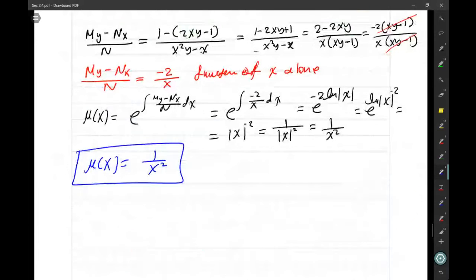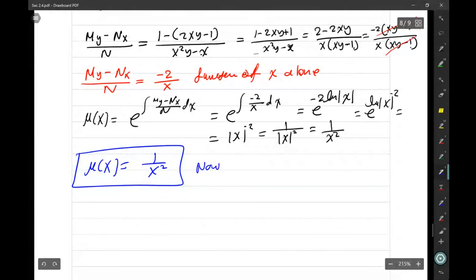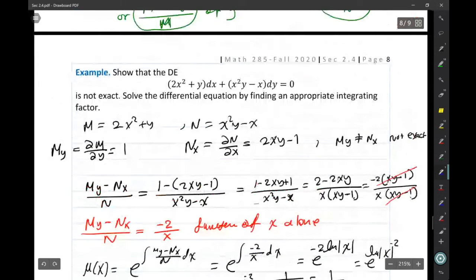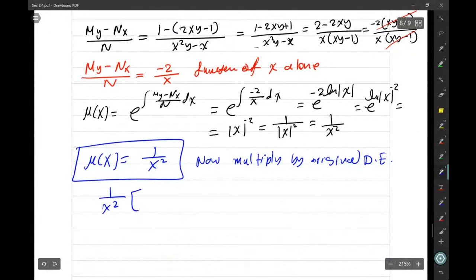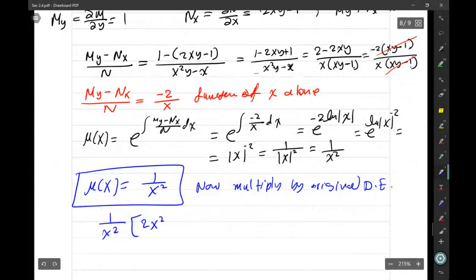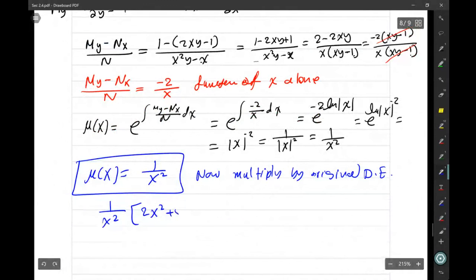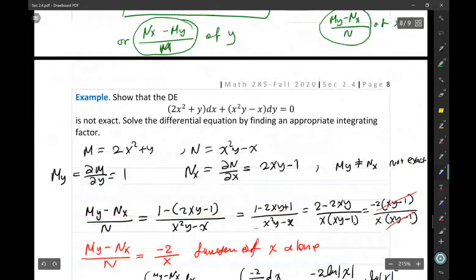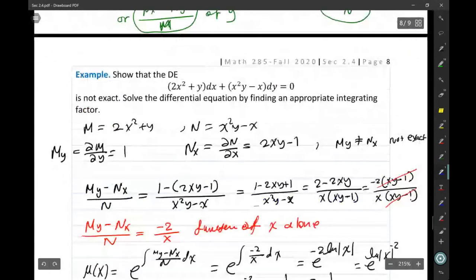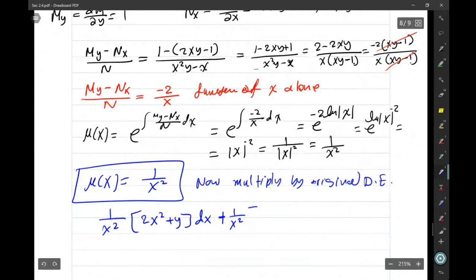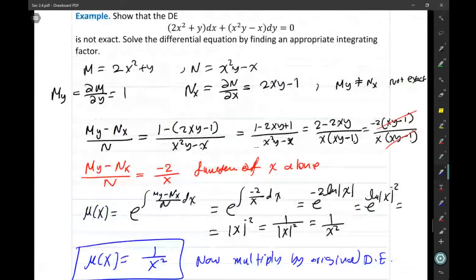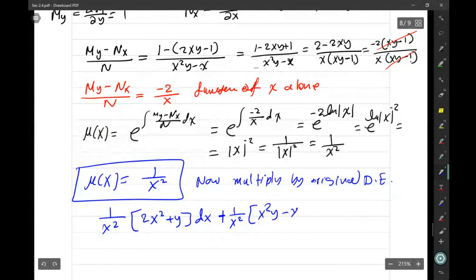Now my mu of x is 1 by x squared. Multiply it by your original differential equation again. Let's see. We get 1 by x squared times (2x squared plus y) dx plus 1 by x squared times (x squared y minus x) dy equals 0.